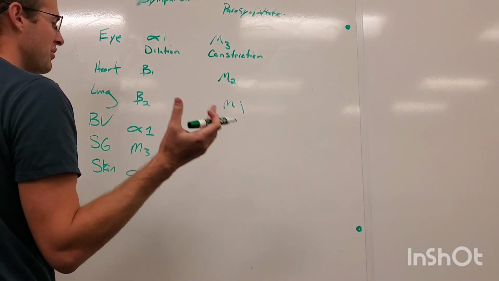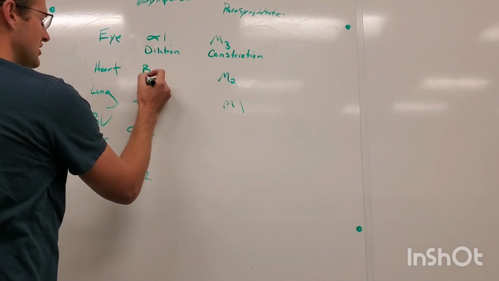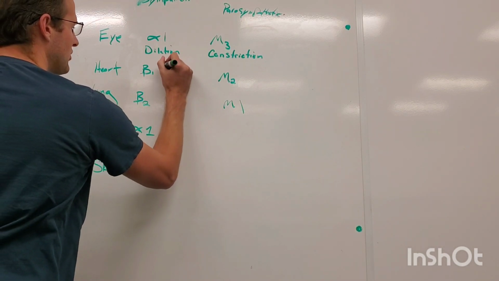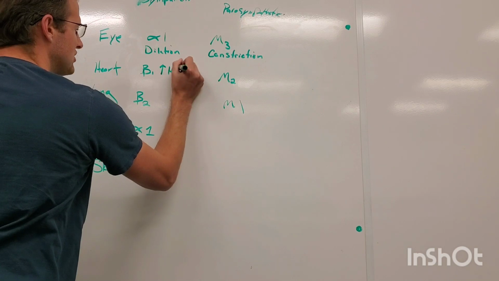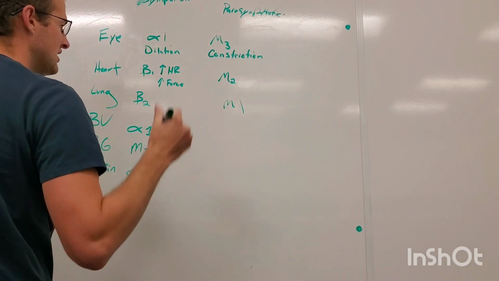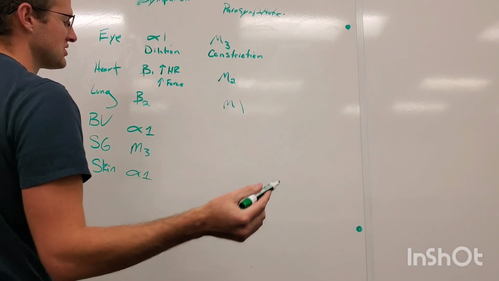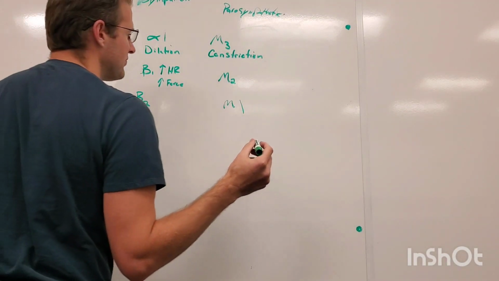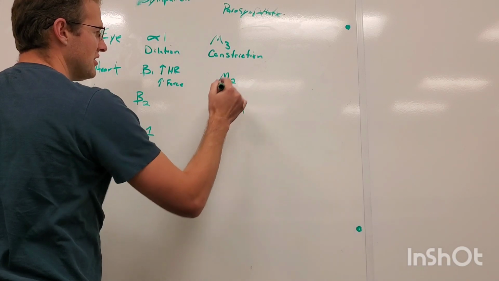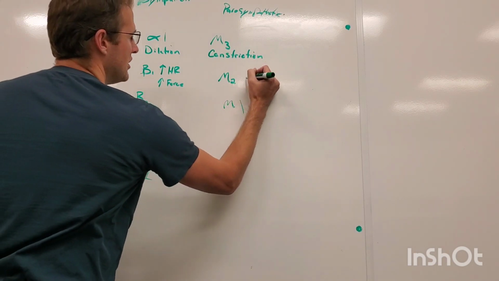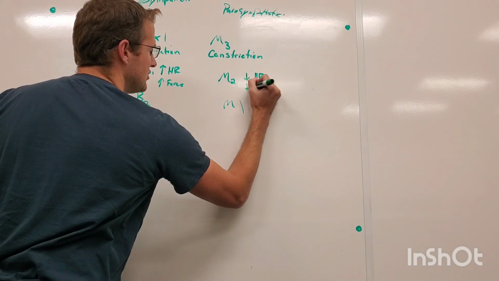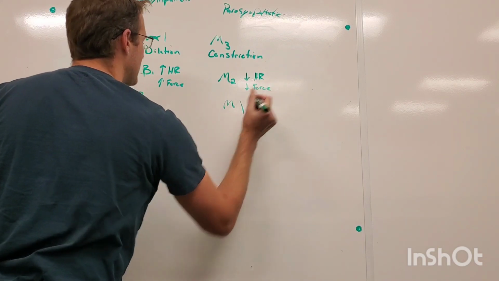So we think of a beta-1 receptor. If we stimulate this beta-1 receptor with a catecholamine in the heart, we can predict that we're going to have an increase in heart rate and an increase in force of contraction. If we have an increase in acetylcholine in the heart, it'll bind to this muscarinic 2 receptor, and it's going to cause just the opposite effect. So we're going to have a decrease in the heart rate and a decrease in force of contraction.